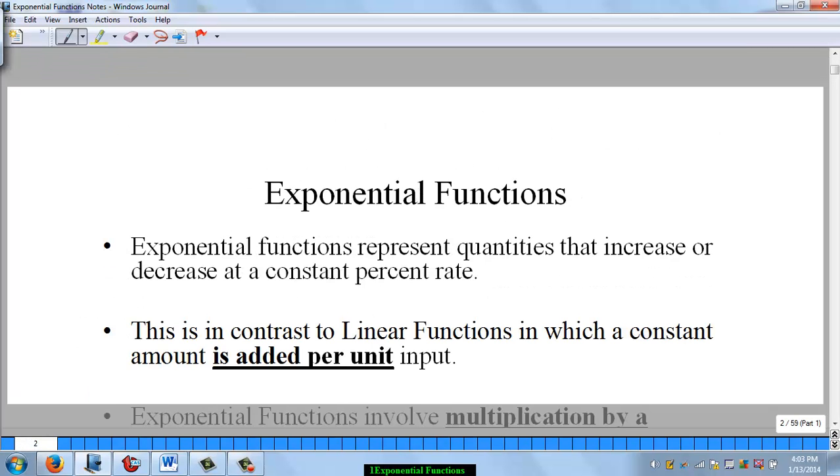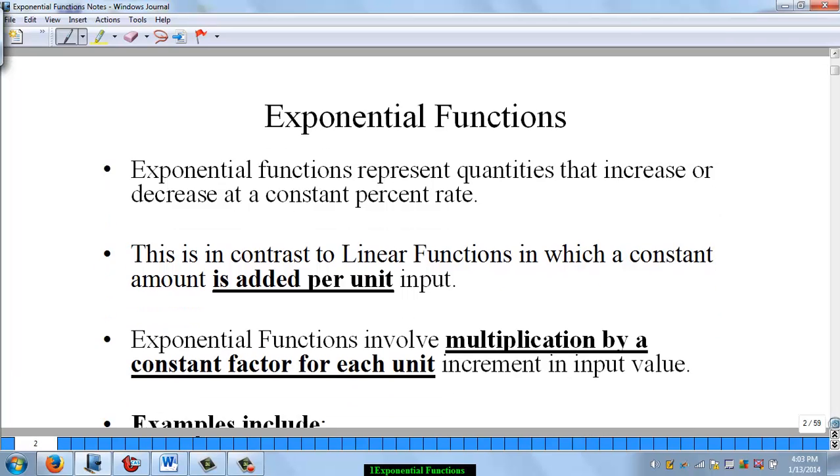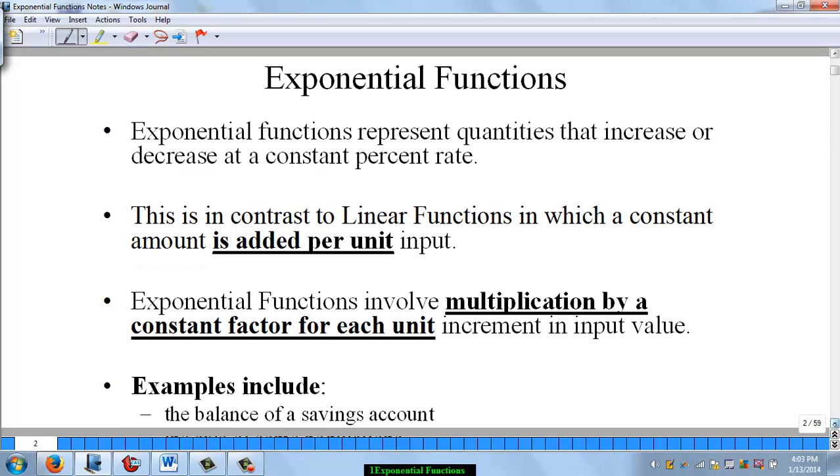Okay, so exponential functions. Exponential functions represent quantities that increase or decrease at a constant percent rate. This is very important that you remember this, because if you hear the phrase percent per, then you know automatically you're talking about an exponential function.